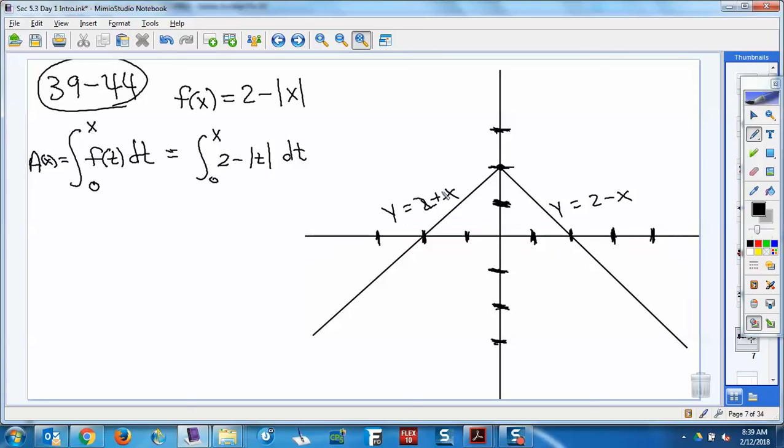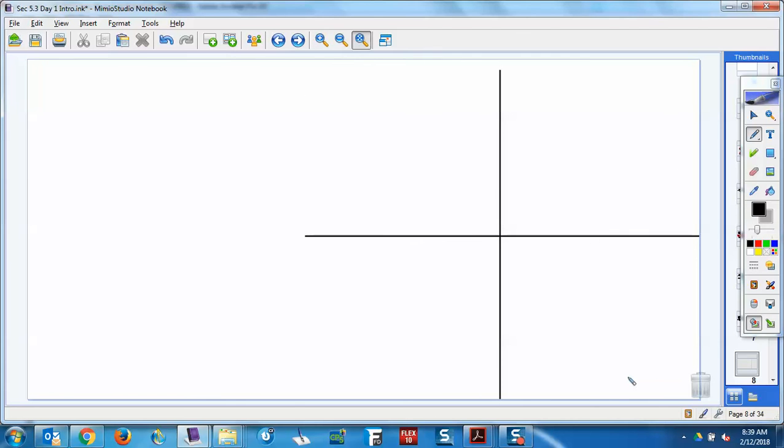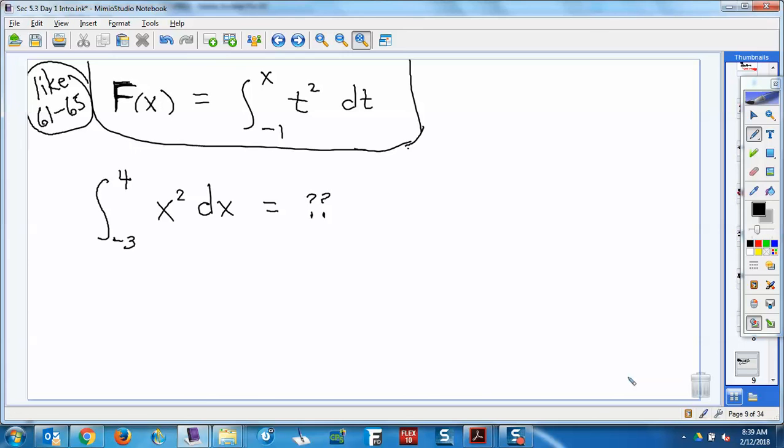So what you'd have to do is 2 separate pieces. On this side you'd have 2x plus 1/2 x squared plus c, and here you'd have 2x minus 1/2 x squared plus c. That's how you do your antiderivative, because there is no antiderivative of absolute value. So you just break it up into its 2 pieces. But we can do that as an area too. All right, so let's not do that. All right, let's move on to this.